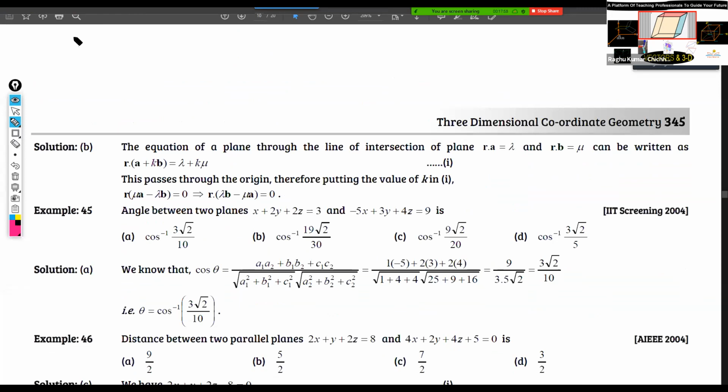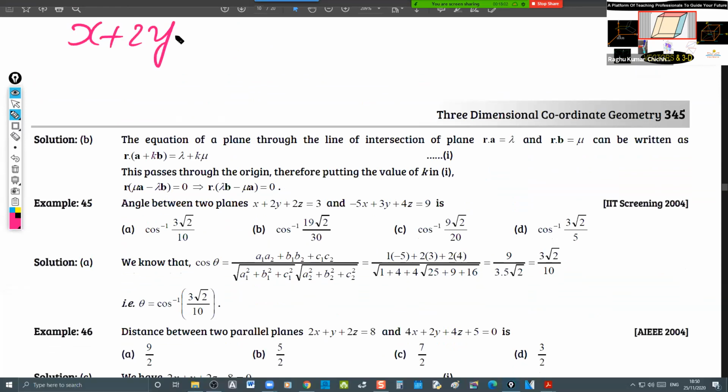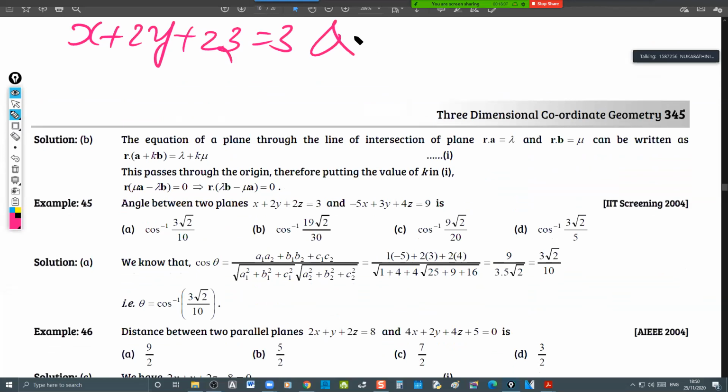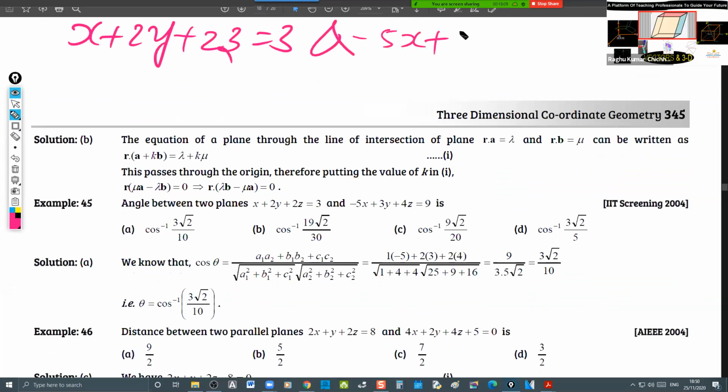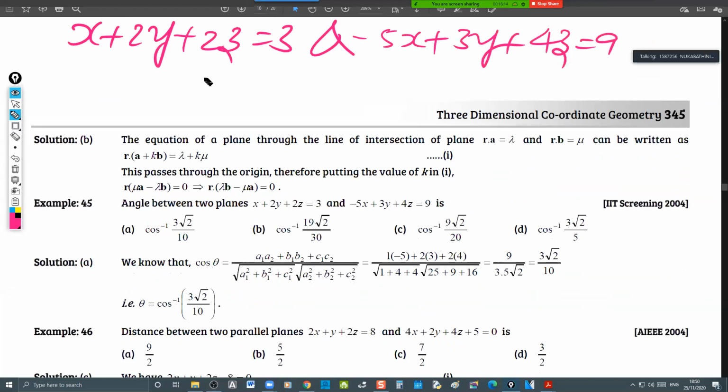X plus 2y plus 2z is equal to 3. Minus 5x plus 3y plus 4z is equal to 9. Okay, sir.